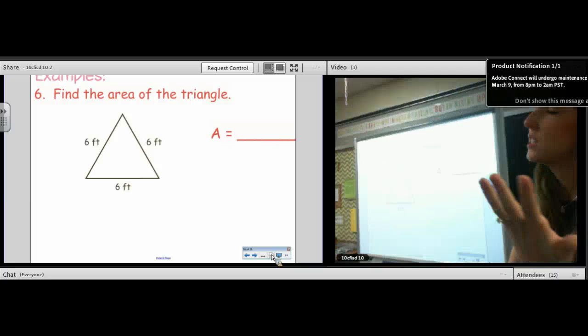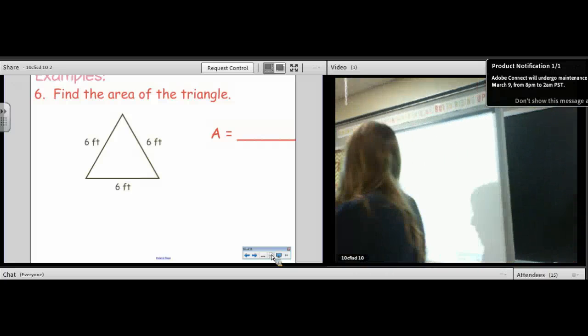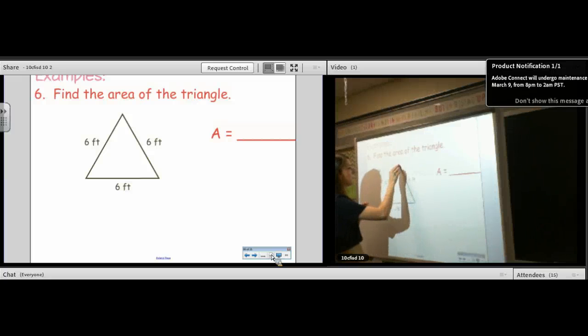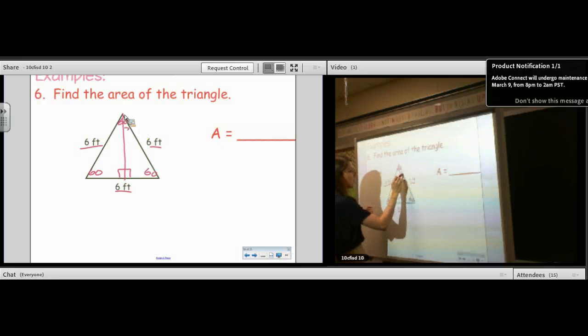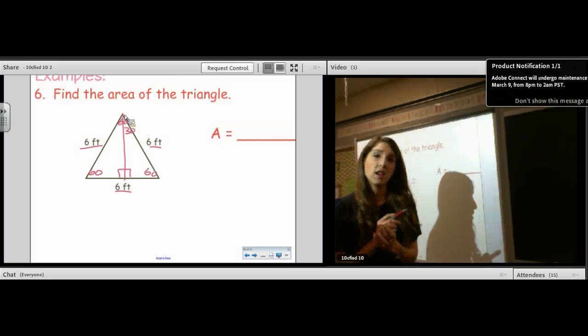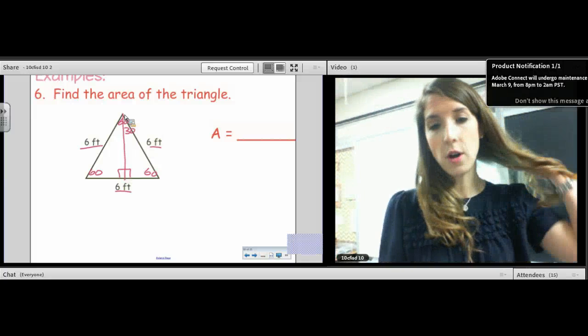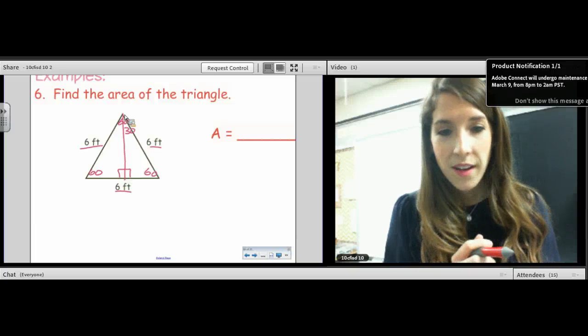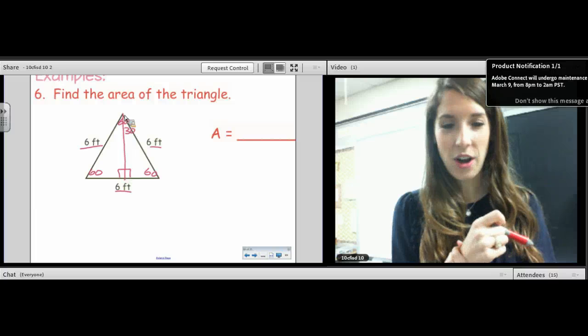So the first thing we need to do is we don't have a height yet. There's no height even drawn in this picture. So we need to draw ourselves a height, an altitude. But there's something unique about this triangle. It's an equilateral triangle. We know the angles of an equilateral triangle are all 60. And when you cut 60 in half, you get 30. So you're welcome to use Pythagorean theorem, 6 squared minus 3 squared. But you're also welcome to use 30, 60, 90 triangles.